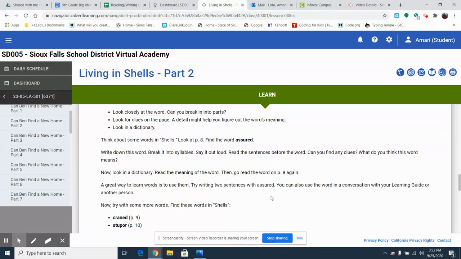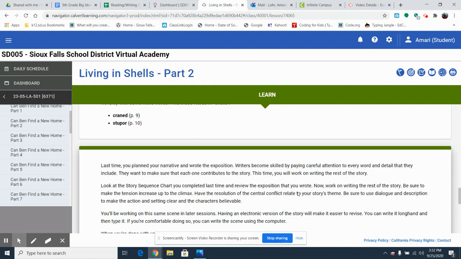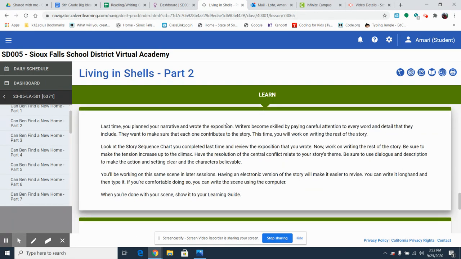Your vocabulary, you can discuss it with your learning guide. That is all you need to do. And then you're on to your writing for the day.